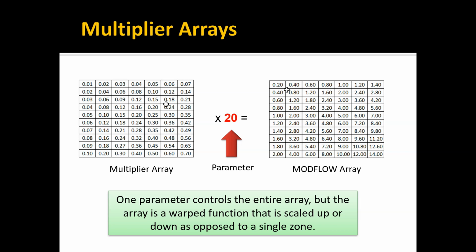You can make that a parameter. Basically, it's a multiplier that applies to the entire array. So you're scaling the array up or down as you change that multiplier, so that becomes a single parameter that can have an impact on the entire array. I don't normally use this very much, but it's one of the ways in which you can parameterize your model.